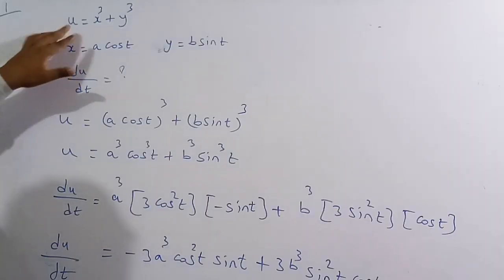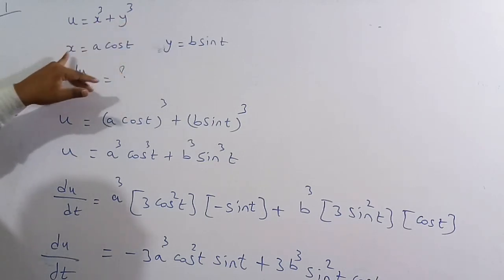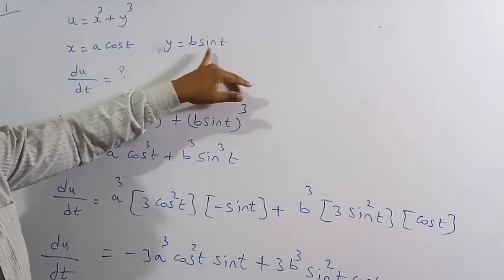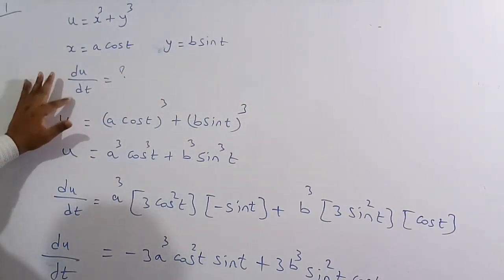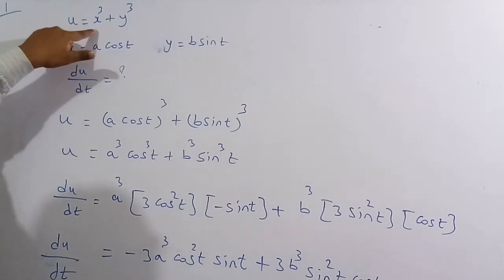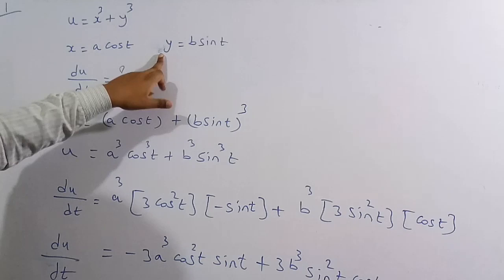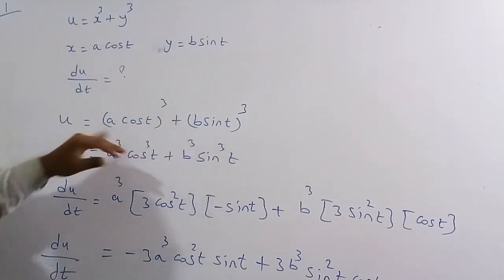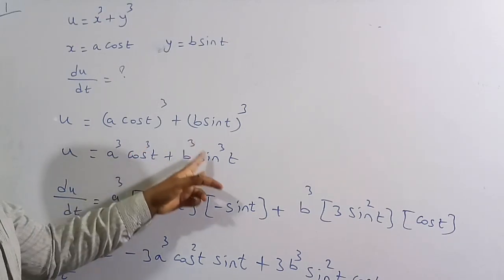In the question they have given u is equal to x cube plus y cube. So u is a function of x and y, where x is equal to a cos t, so it is a function of the t variable, and y is equal to b sin t, y is a function of the t variable. In the question they are asking what is the value of du by dt. So here in place of x and y I am going to substitute the value of x and the value of y. Therefore u is equal to (a cos t) whole cube plus (b sin t) whole cube, and if you expand this we get a cube cos cube t plus b cube sin cube t.